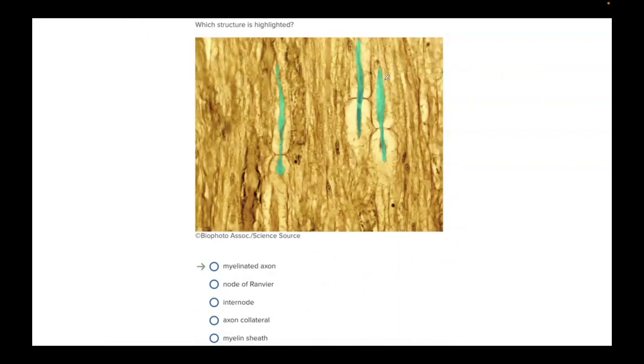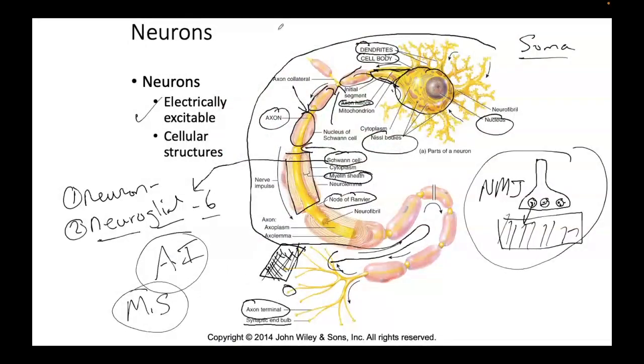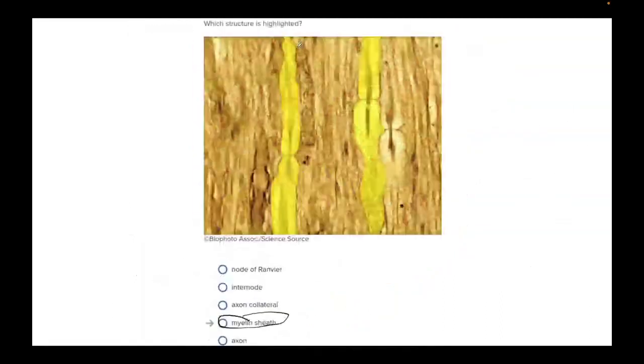Okay? So now we're looking at this blue structure. It is an axon, but it's myelinated because what's around it is the myelin. Node of Ranvier, those are these lines here. That's a node, that's a node, that's a node. An axon collateral, these are branches that come off. So right here is an axon collateral. It's an extension off, so we know it's not that.